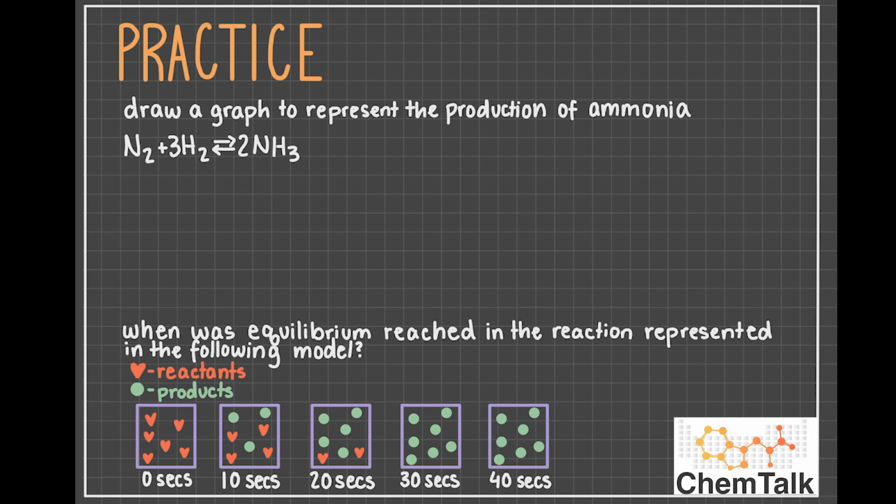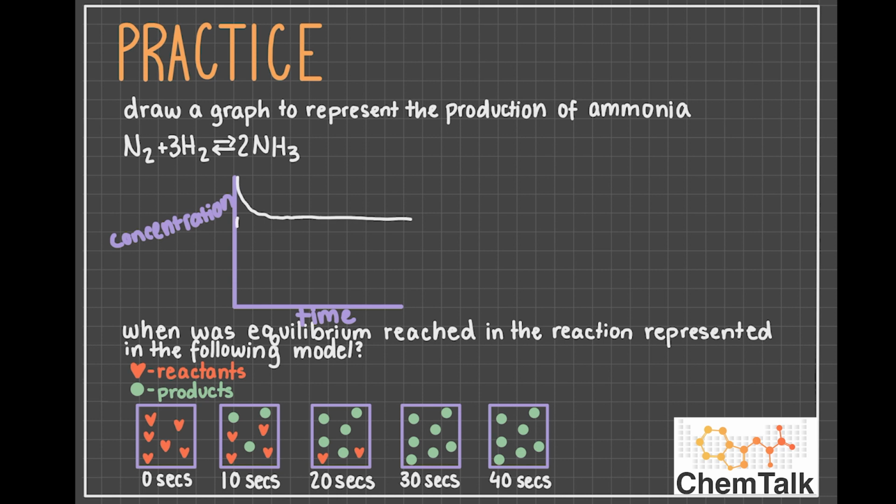So this question asks us to draw a graph to represent the Haber-Bosch process, which is how we make ammonia. So let's draw the reactants first, the nitrogen and hydrogen. Both start at high concentrations in order for them to react. As time goes on, their concentrations decrease because more reactants are being turned into products.